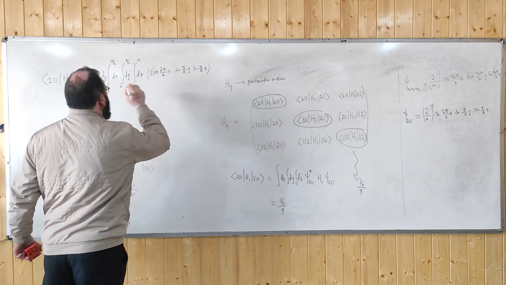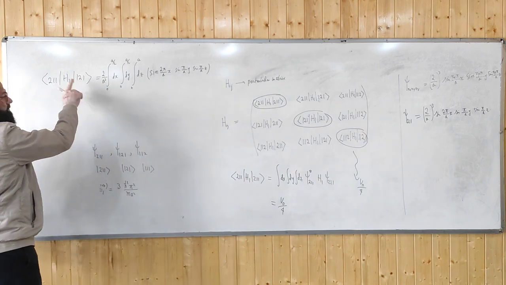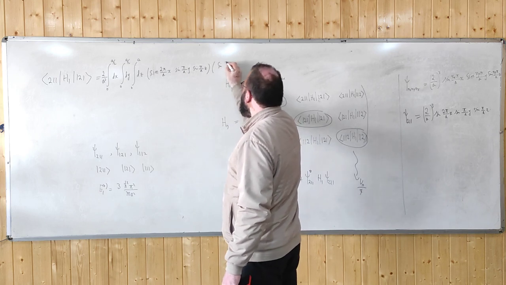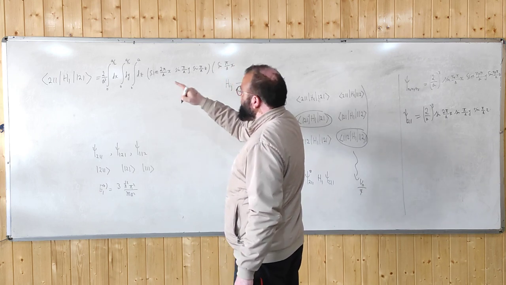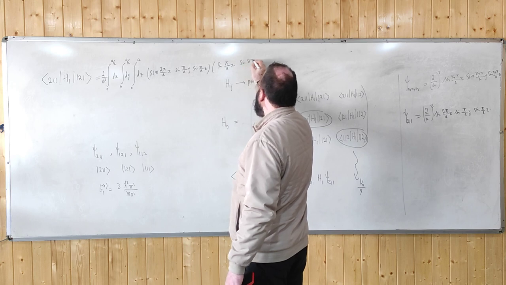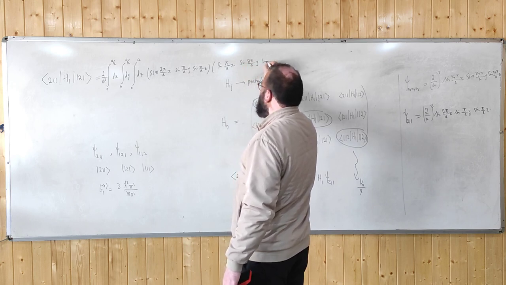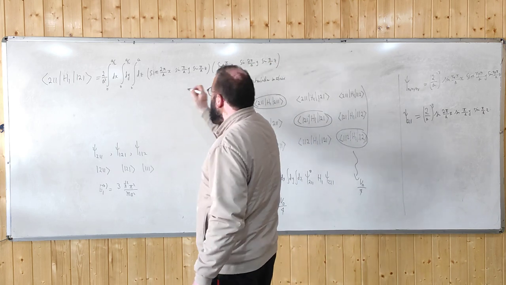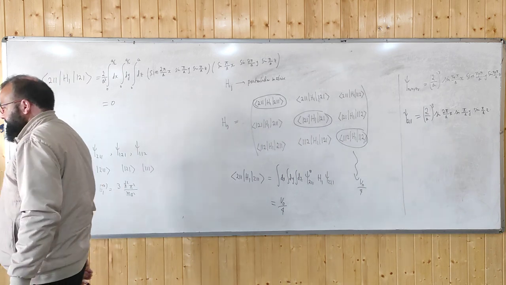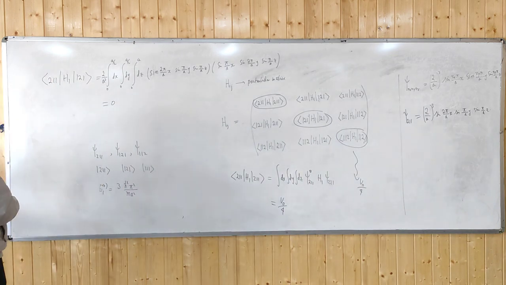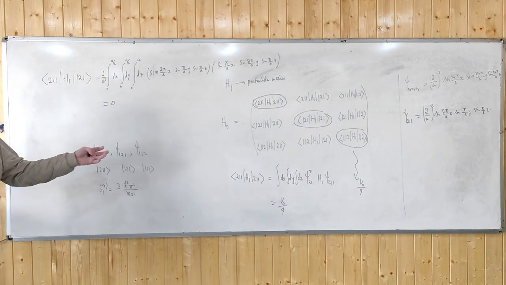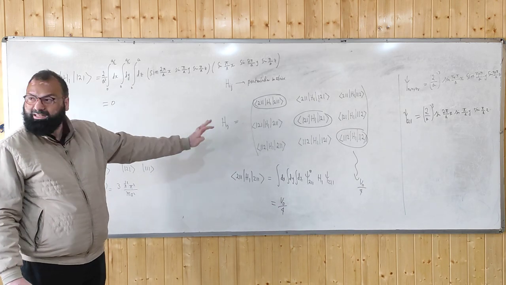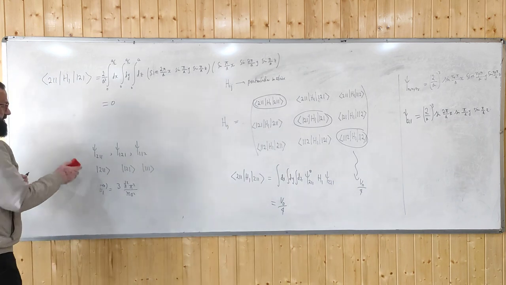So it comes from psi star of x. Here you have sine of pi by a x, and then for 2 it will be sine of 2 pi by a y, sine of pi by a z. If you calculate this integral, the value will be equal to 0. Clear? Got it? So this will be the value. Similarly, you will calculate the other integrals. These are simple, trivial integrals.